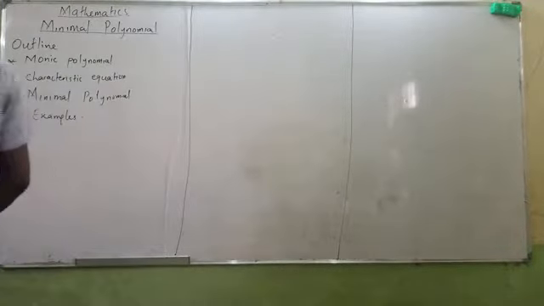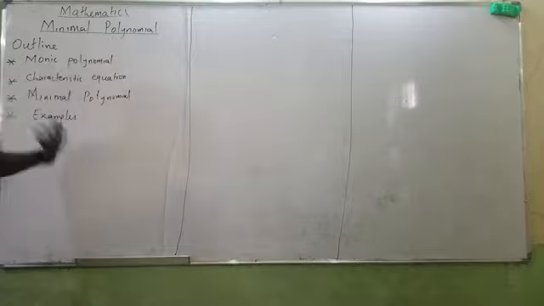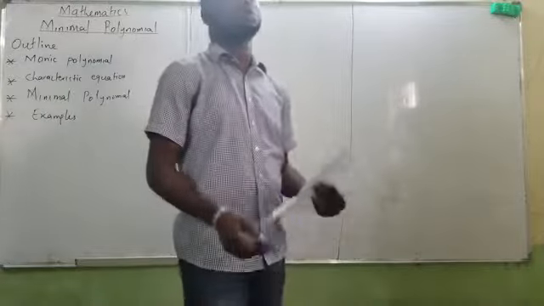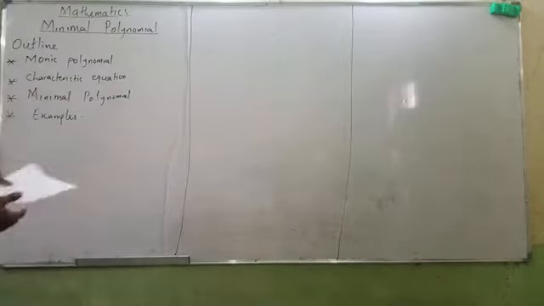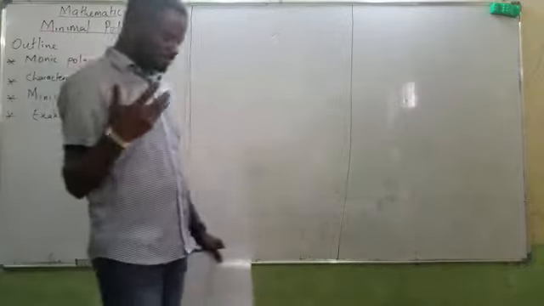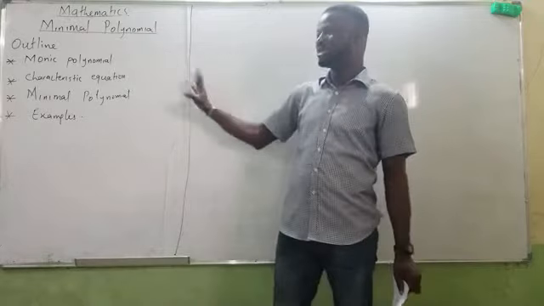Now, the outline of this video. The first one is monic polynomial. The second one is Cartesian equation. And the third one is the minimal polynomial itself, which is what I'm here to work on. I will be showing some examples, two or more if possible. By the end of this video, you will understand this, take note of that. Just in case, you have to watch the previous video for better understanding.